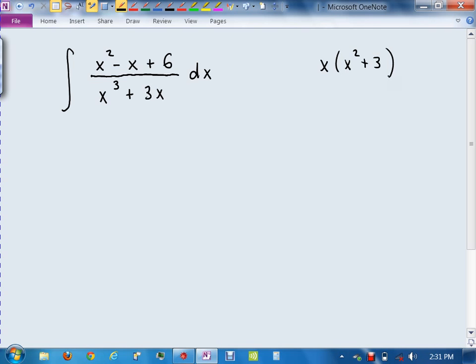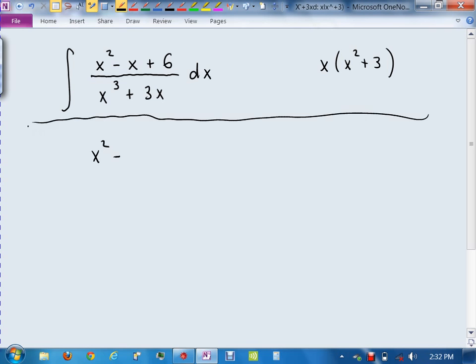In fact, all the calculus that you do, Cal 1, 2, and 3, I've already told you, there are no imaginary numbers at all. So I can't do anything more with that, right? Well, I'm going to skip ahead to my partial fraction decomposition: x squared minus x plus 6 over the factored x times (x squared plus 3).